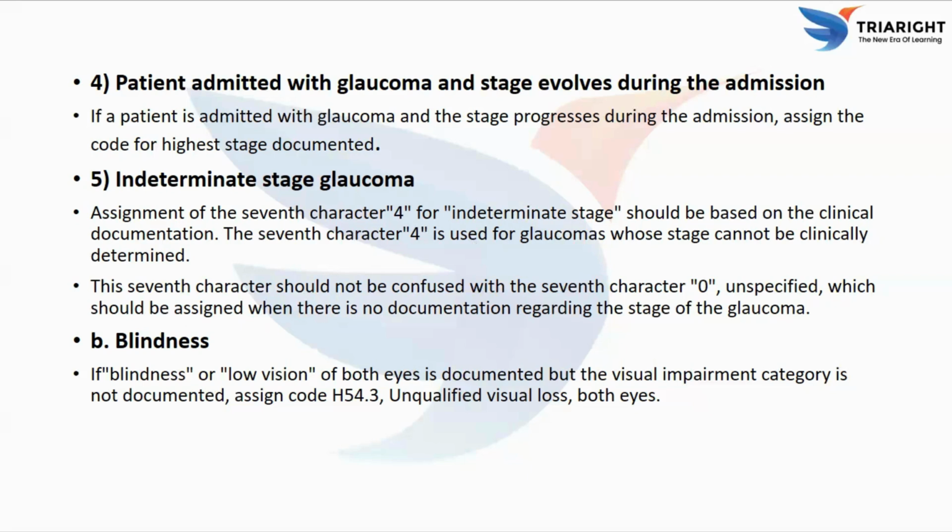So indeterminate stage is used only when the physician specifically indicates the glaucoma cannot be staged or staging is not possible due to clinical reasons. For example, it may be due to dense corneal opacity, maybe inability to visualize the optic nerve. So this is not the same as unspecified.